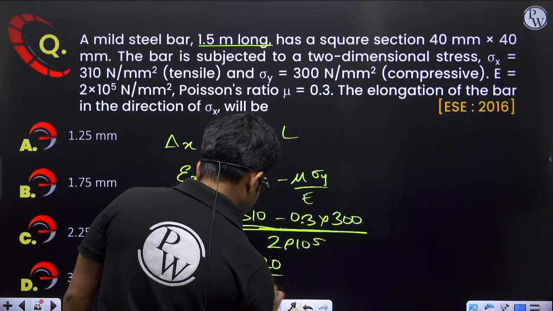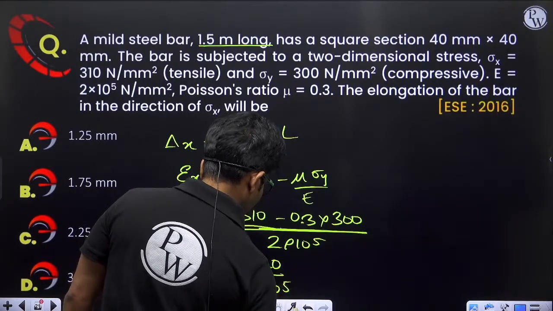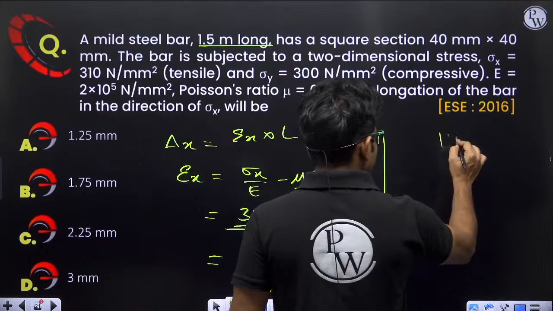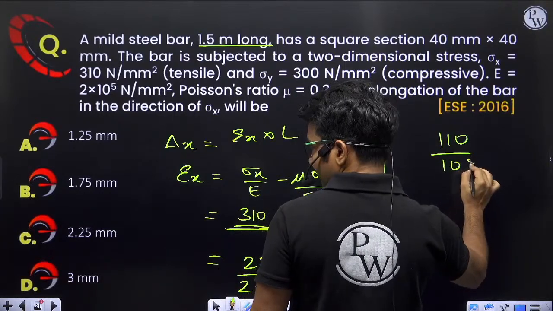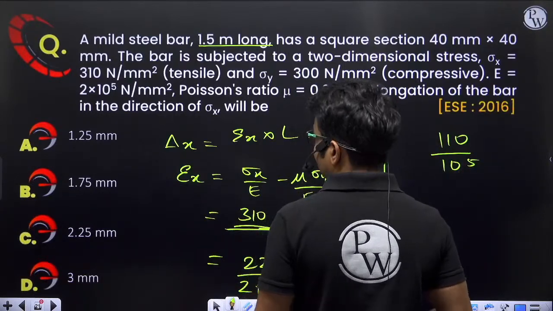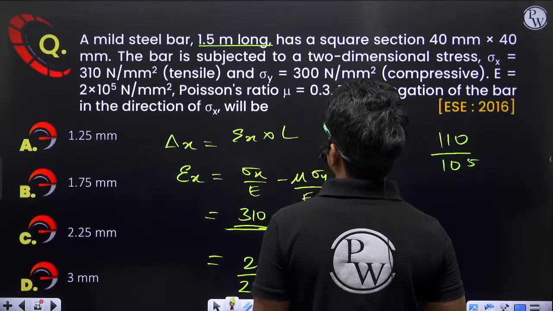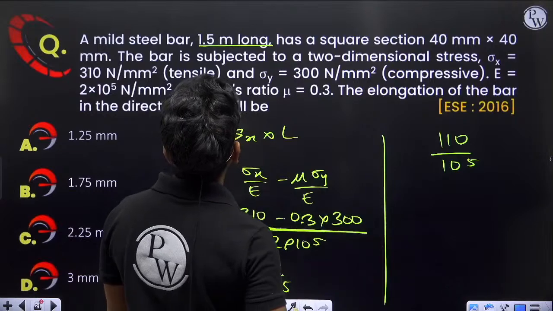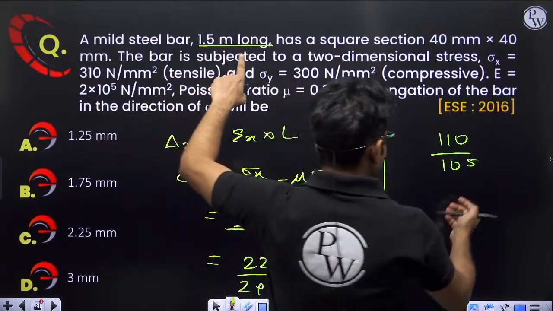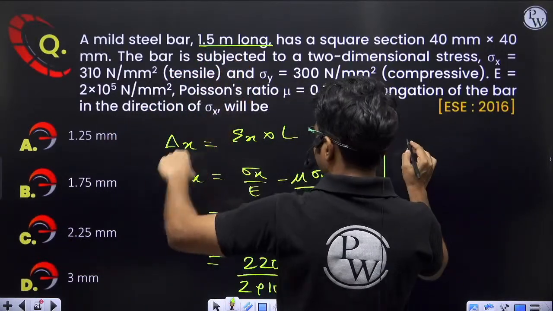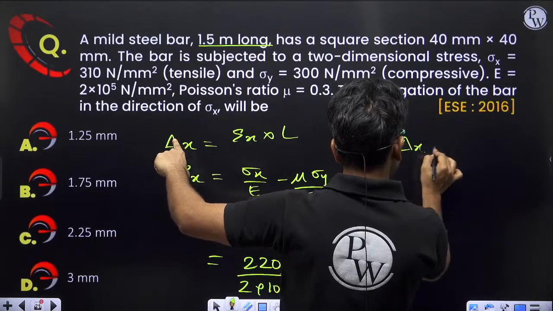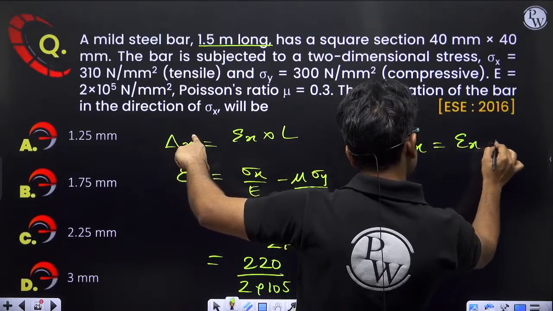220 divided by 2 into 10 to the power 5. So 110 divided by 10 to the power 5. This will come in Newton per mm square. It will come in mm, 1.5. So this is the value of strain. If we have to calculate the change delta x, that will be strain in x direction into length.